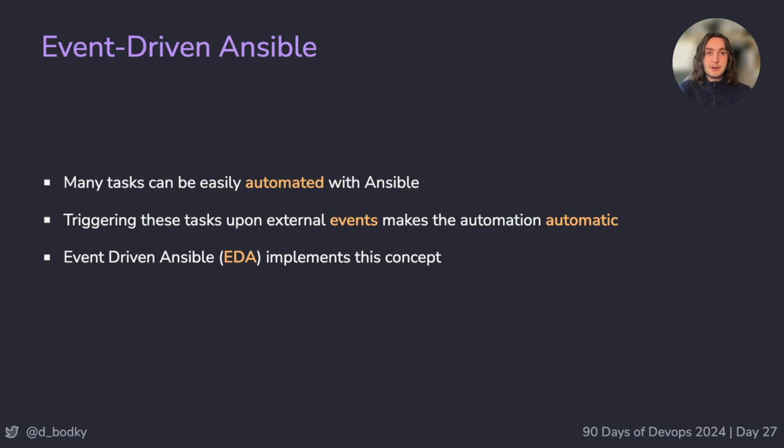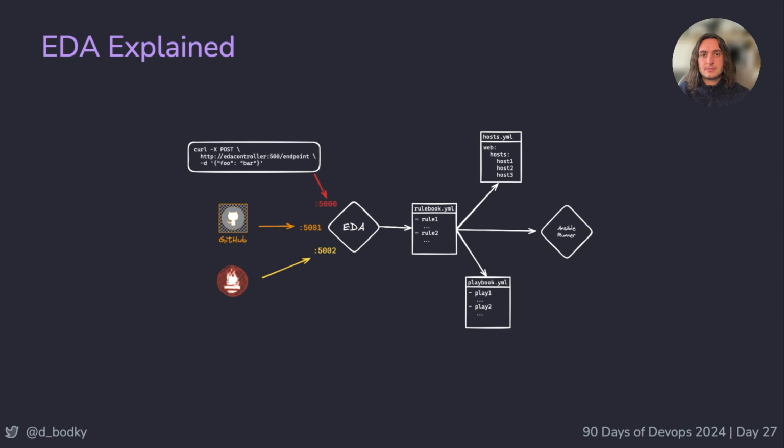So it would make total sense to automate those incident response and maintenance tasks in our day-to-day operations. And this is where event-driven Ansible can really help us, because many of those tasks I just mentioned are quite easily automatable with Ansible. And all we need to go from automated to automatic maintenance with Ansible is a way to trigger these tasks upon external events. And this is what event-driven Ansible was designed to implement and to solve for us. Let's go ahead and have a short look at the architecture of event-driven Ansible.